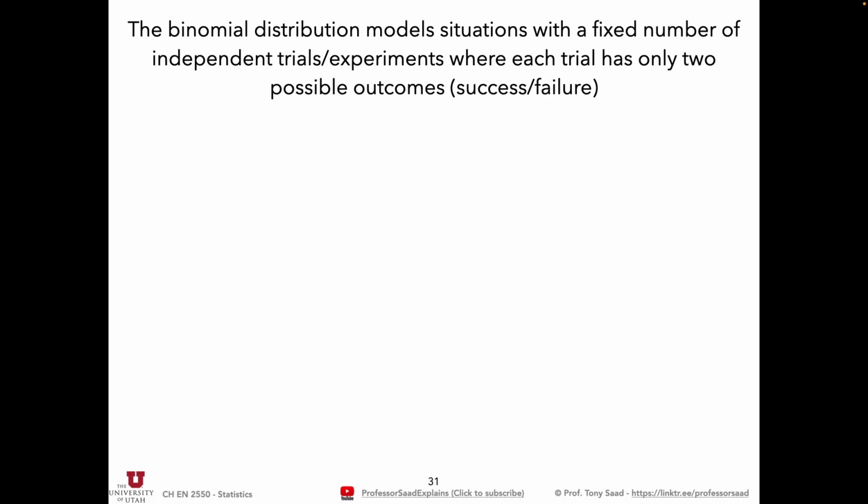The binomial distribution models situations with a fixed number of independent trials or experiments. So for example, flipping a coin, rolling a die, or choosing something randomly from a bag. So that's a very common procedure. Okay? But the trial has only 2 possible outcomes. It's a binary thing, either success or failure. Okay, now how do you define that success? Doesn't matter as long as you call it success.